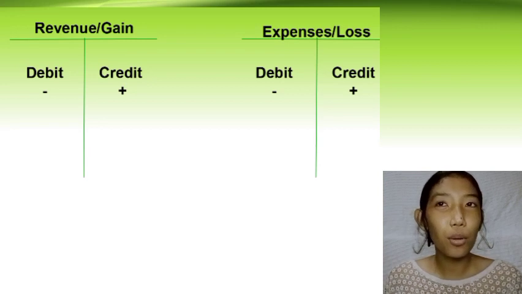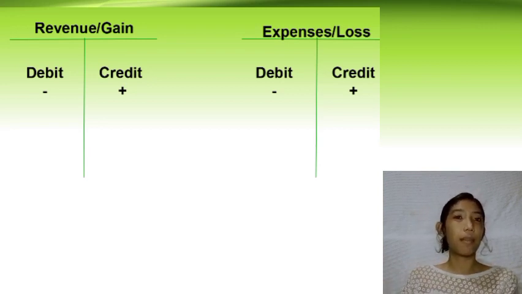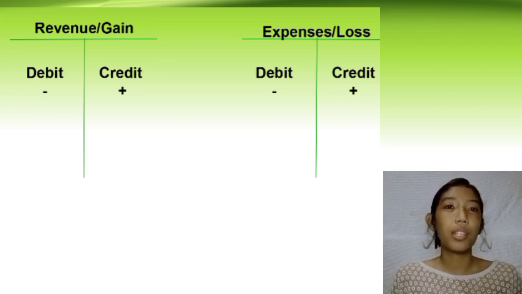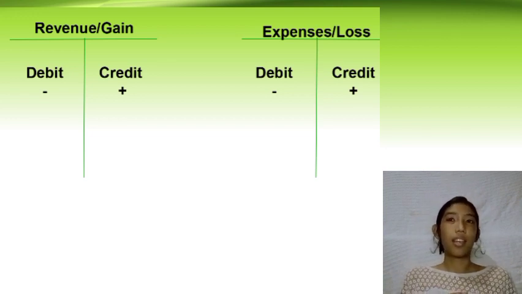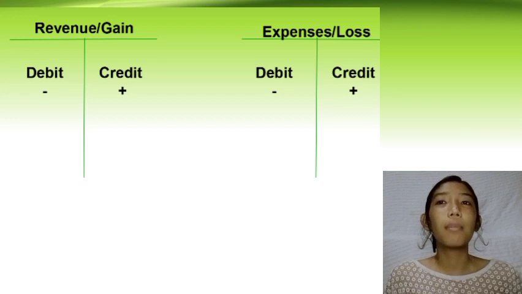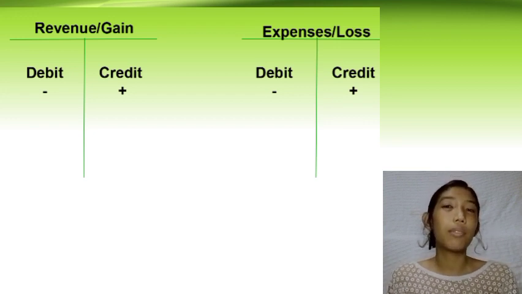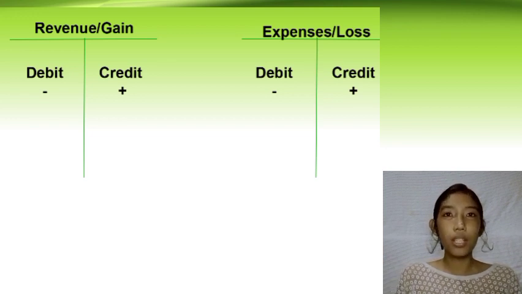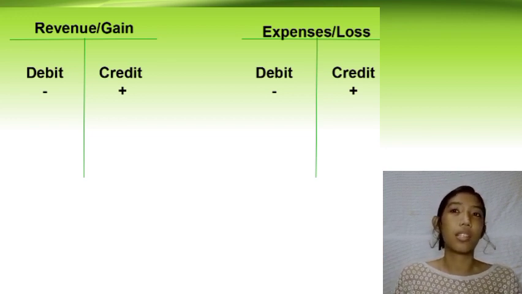T accounts for the income statement. T accounts are also used for income statement accounts as well, which include revenues, expenses, gains, and losses. Debits to revenue or gain decrease the account while credits increase the account. The opposite is true for expenses and losses. You can see on the screen the figure if we put all the accounts together.